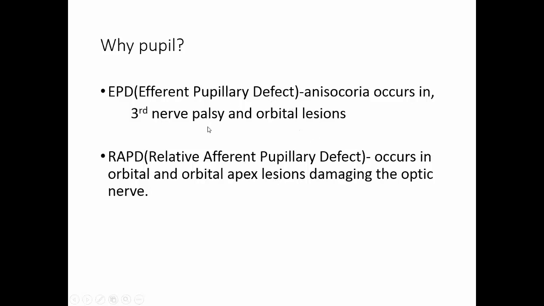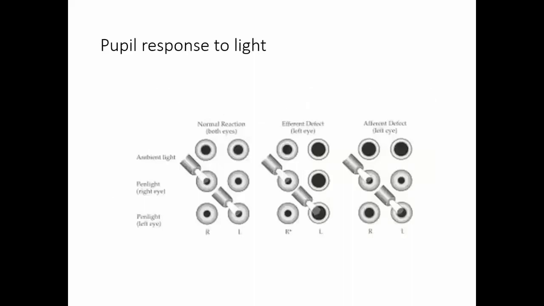Since these structures, ocular muscles, their nerves, the optic nerve and the innervation of the pupillary sphincter are all together in certain areas, you have to look for efferent and afferent pupillary defects in all patients presenting with ptosis and diplopia. Right. So for you to check pupil correctly, you need to know the mechanisms.